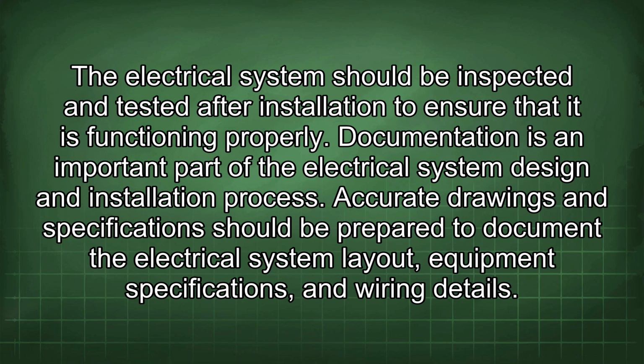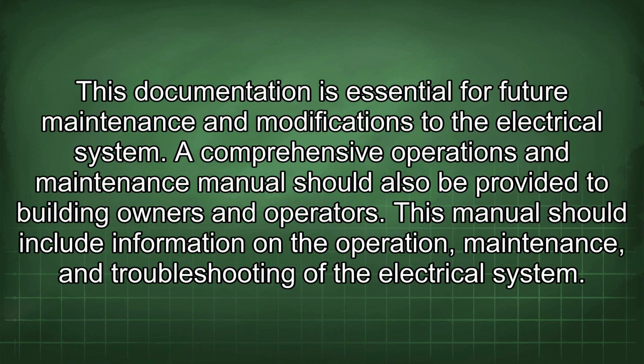Documentation is an important part of the electrical system design and installation process. Accurate drawings and specifications should be prepared to document the electrical system layout, equipment specifications, and wiring details. This documentation is essential for future maintenance and modifications to the electrical system. A comprehensive operations and maintenance manual should also be provided to building owners and operators. This manual should include information on the operation, maintenance, and troubleshooting of the electrical system.